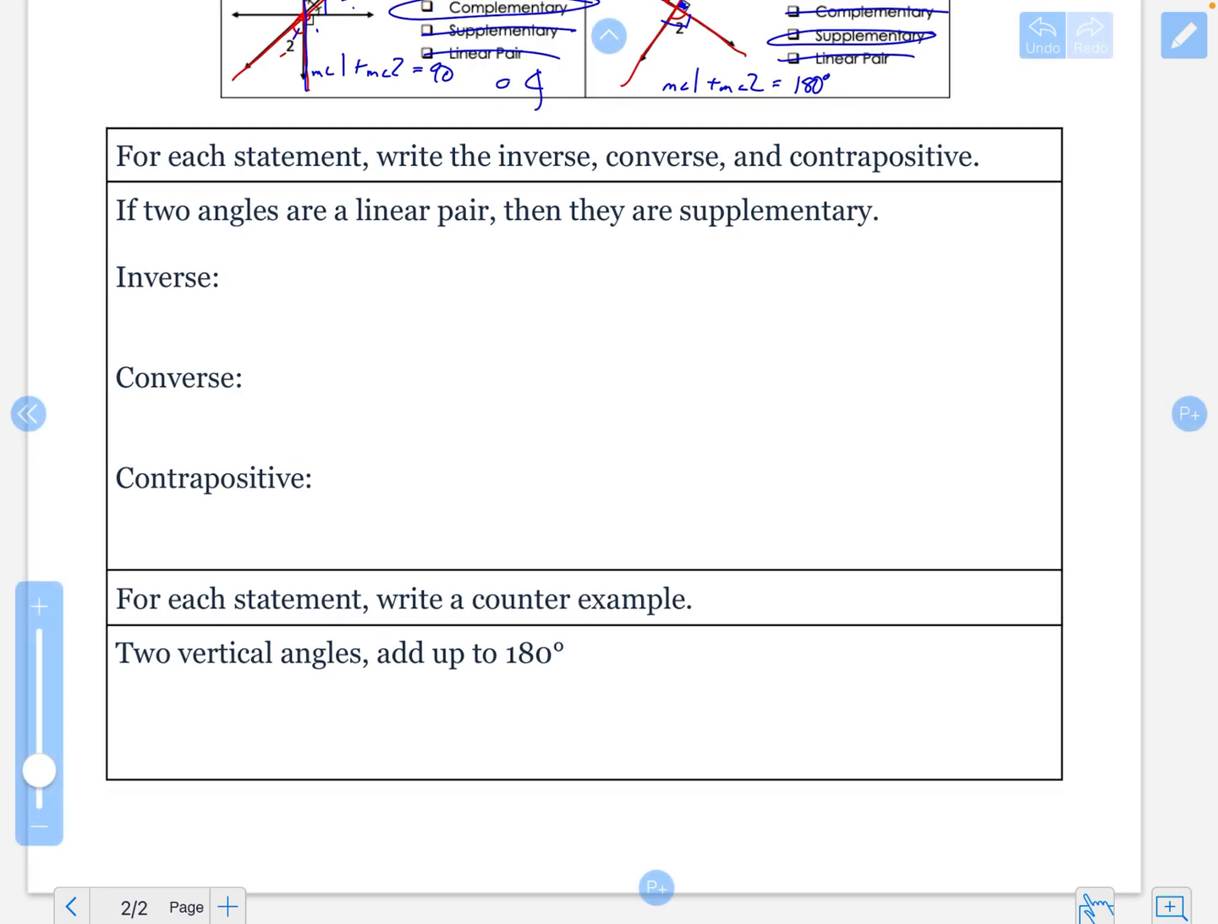All right, so I real quickly want you to write the inverse, converse, and contrapositive for the statement. And then for the statement below, I also want you to give me a counterexample. You can check with the completed notes to see if you were correct.